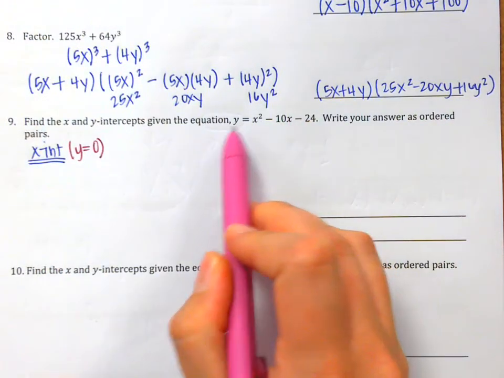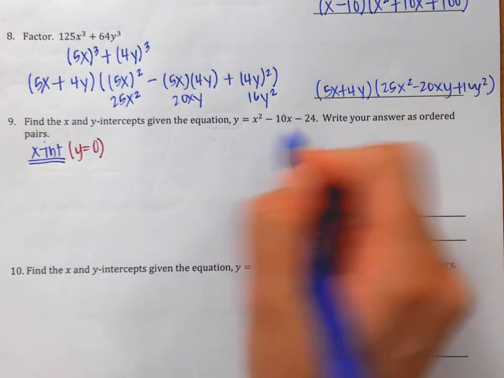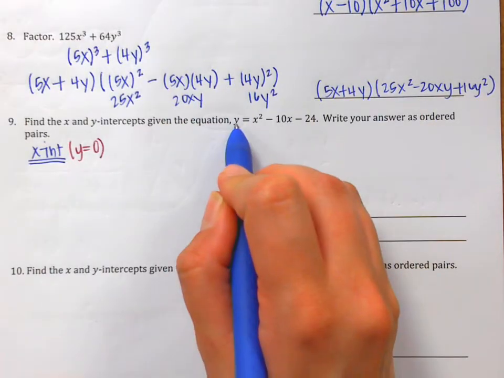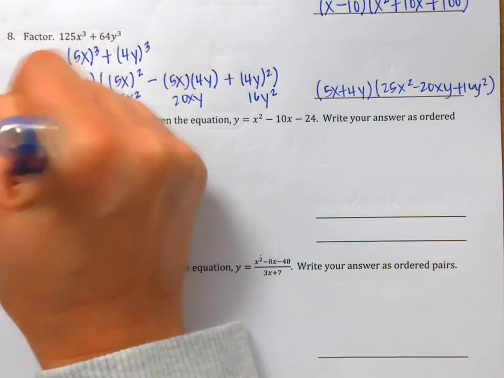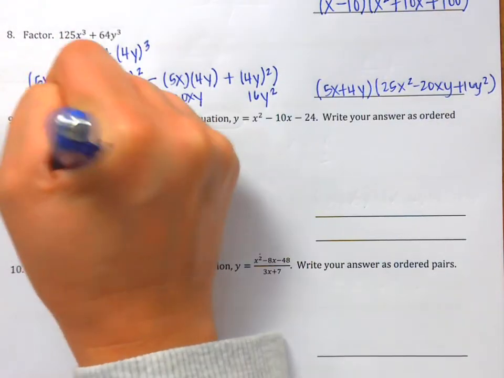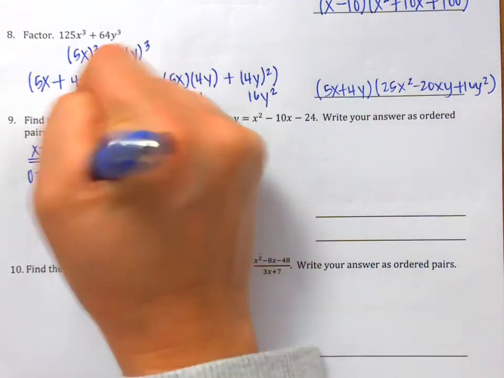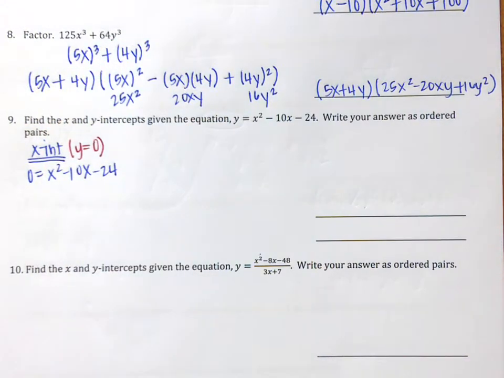So what I'm going to do is use my equation. I'm going to set the equation equal to 0 because I'm setting y equal to 0. So 0 equals x squared minus 10x minus 24. Now I have to solve for x, and I have a quadratic. Remember, whenever we have a quadratic, it's set equal to 0, and I need to solve for x. I can do that by factoring, if I can. If you can't factor, then you need to solve using the quadratic formula. But I can factor this one.